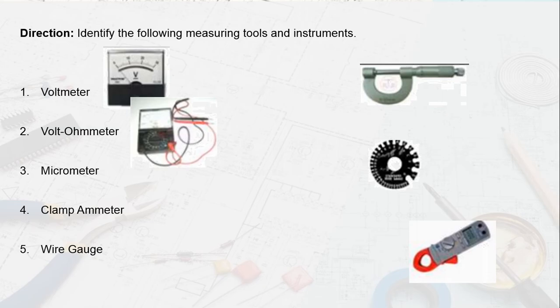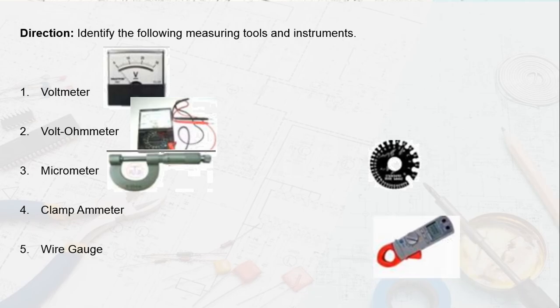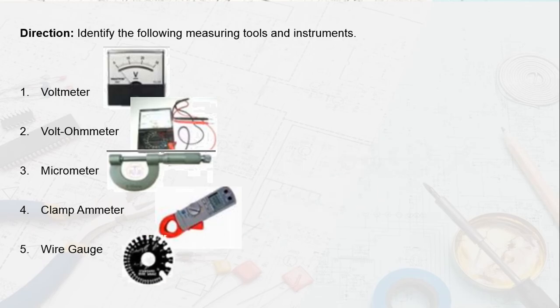Next one, the micrometer. The micrometer is this one. Para siyang clamp. Pero iba ang clamp ammeter. Ang clamp ammeter naman ay ito. And the last one, we have the wire gauge. Yan, pagsukat yan ng wire.